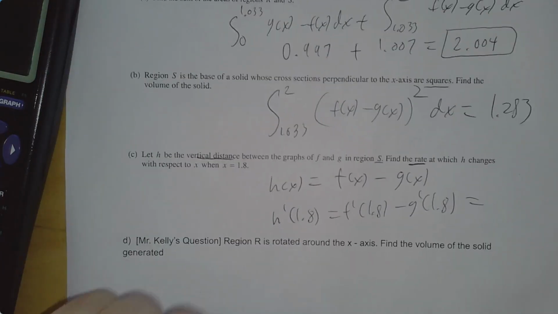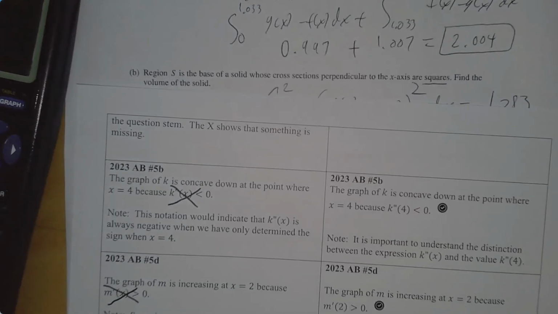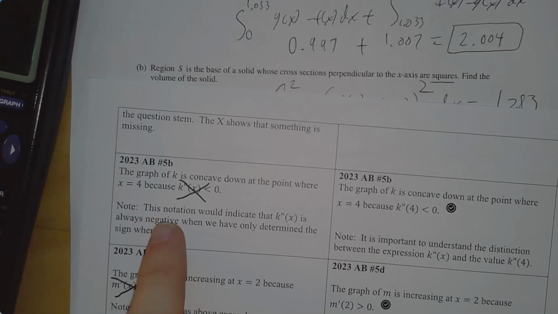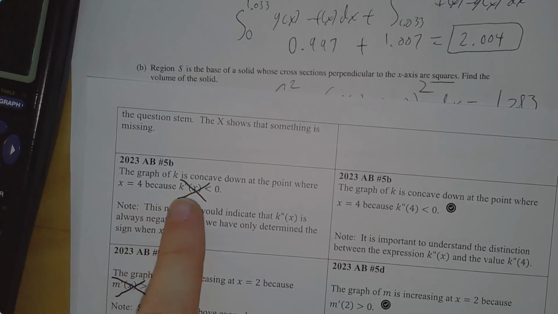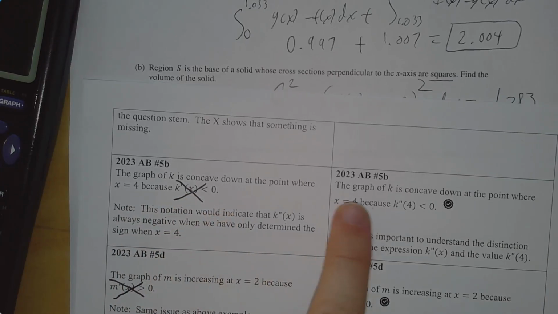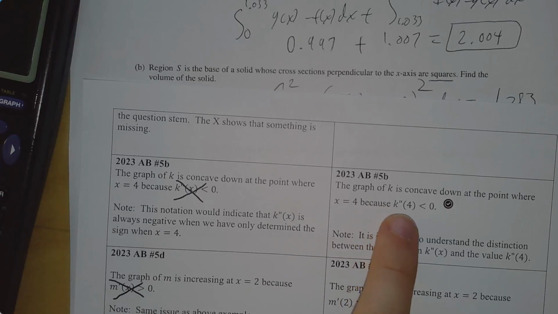Okay. I wonder if there's something related to this in this handout. Yeah, this is kind of what I'm looking for. So right here, the graph of k is concave down at the point where x equals 4 because k prime of 4 is less than 0, versus saying k prime of x less than 0.